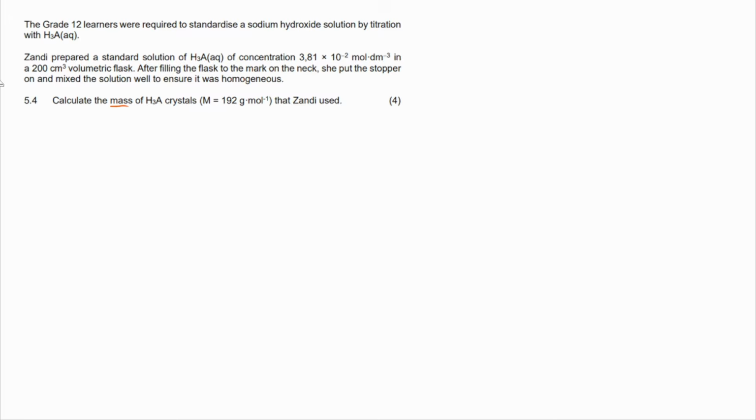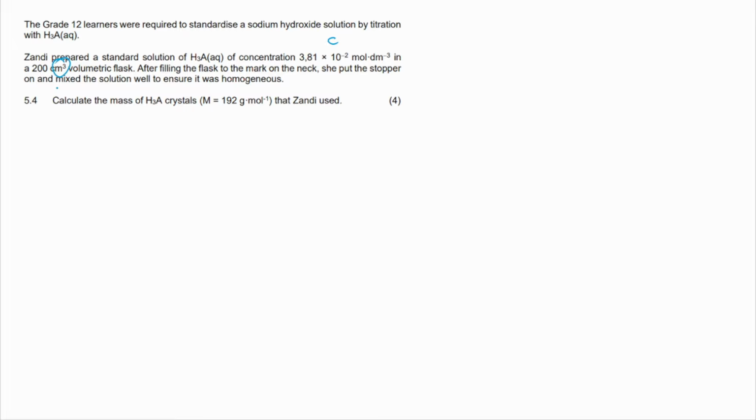Anyway, it's important we have an overview of the problem before we jump into it. This should be standard procedure if you've done enough practice. So let's have a look. Zandi prepared a standard solution. Here's our concentration, very important. Let's put a C up there so we know. And this is in a 200 centimeter cube volumetric flask. We need that, so we're going to have to divide this by 1,000. Don't forget that. If you need to, put a little star here, circle it. Don't lose marks because you're missing things like that.